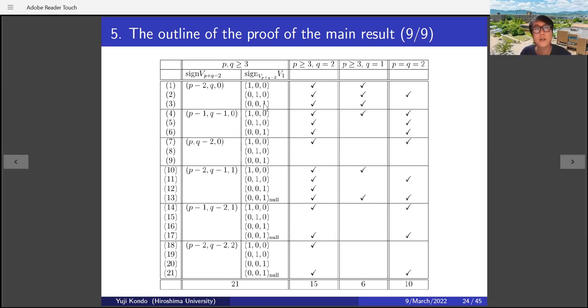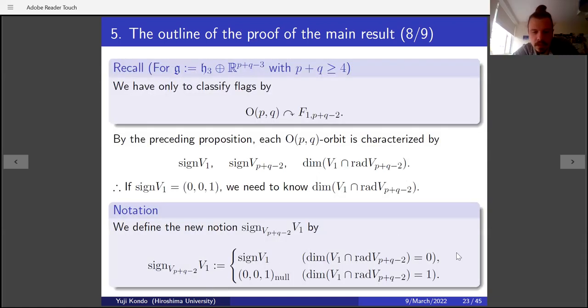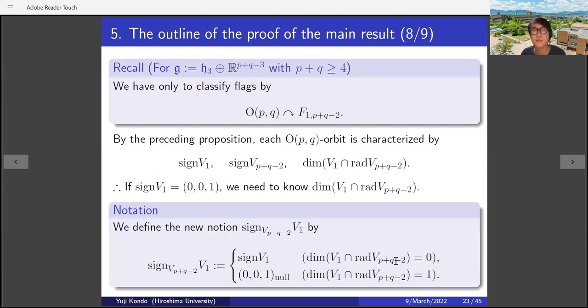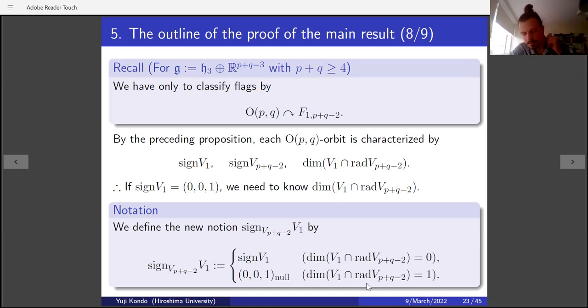001? Yeah, so for example, number 12 and 13. In the case of number 12, it means that V1 is included in the direct sum of the positive part and negative part of V_{p+q-2}. Which means that in the case of number 12, V1 is not included in the radical of this space. And in this case, number 13, V1 is included in the radical. Number 12 is in this case, and 13 is this case.